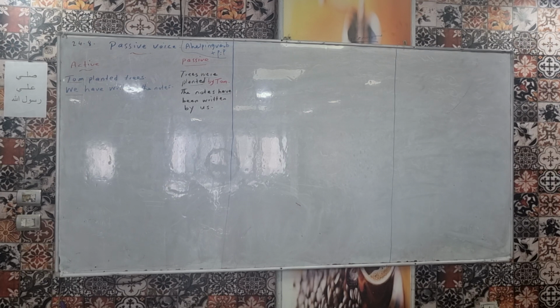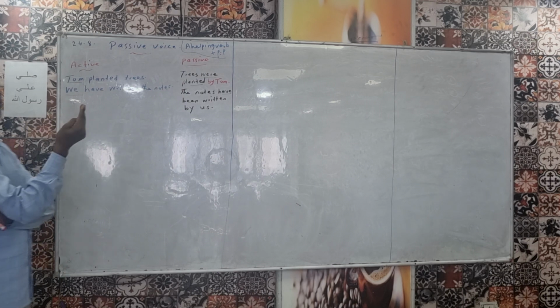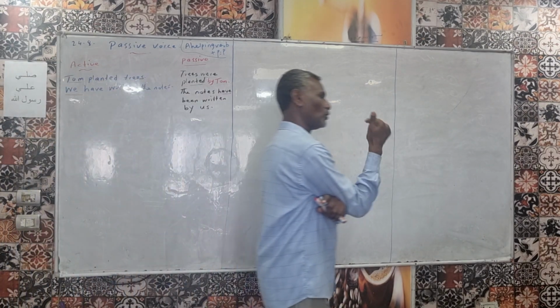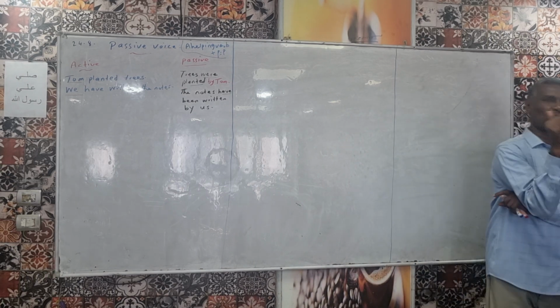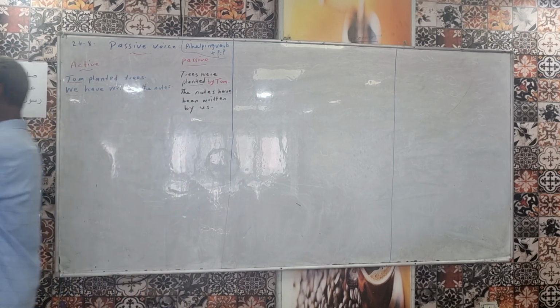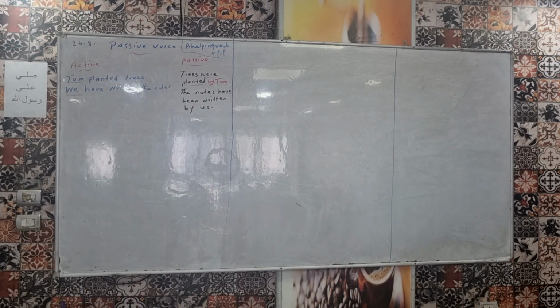To change from an active voice into passive, what do we do? First, we omit the active subject. Then use a helping verb suitable to the time of the active tense. Then we begin with the object.